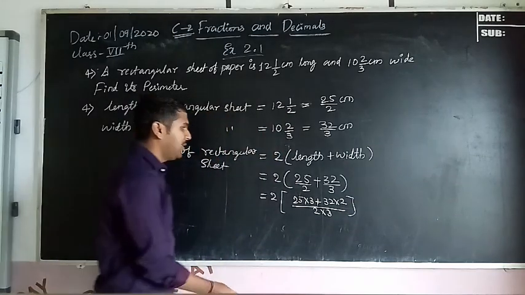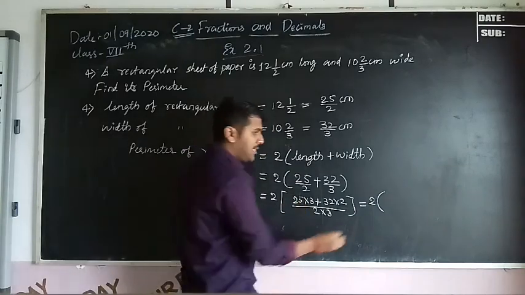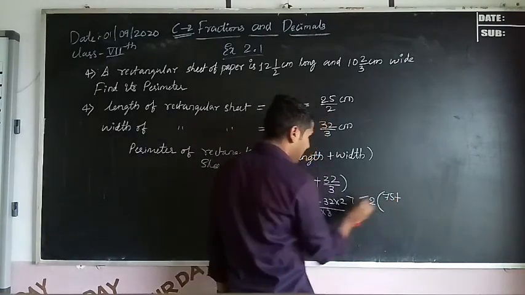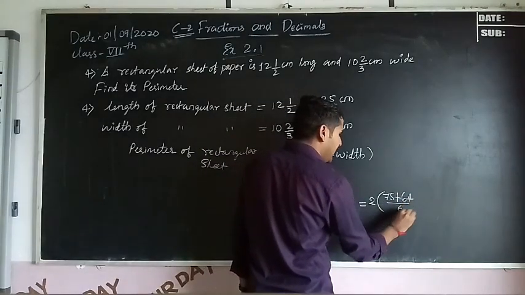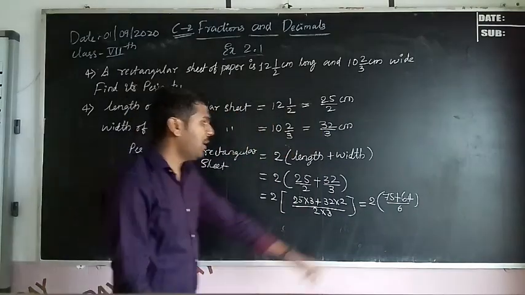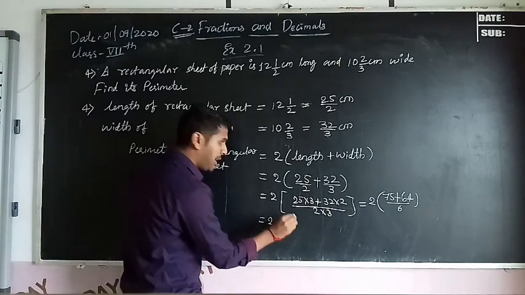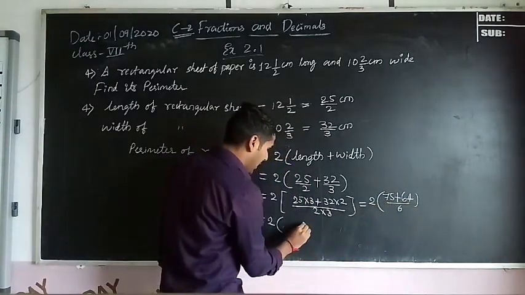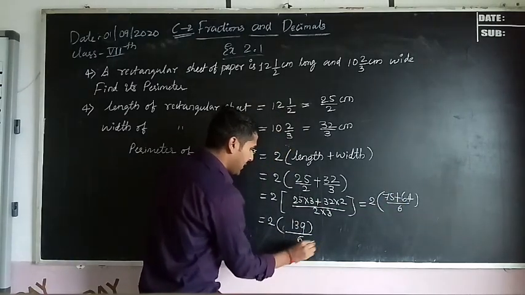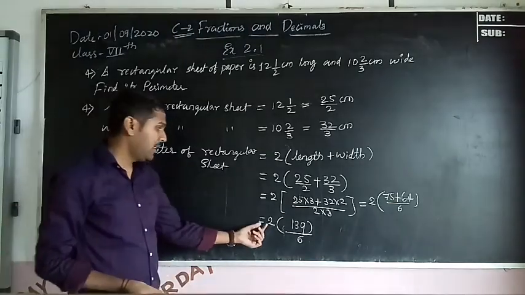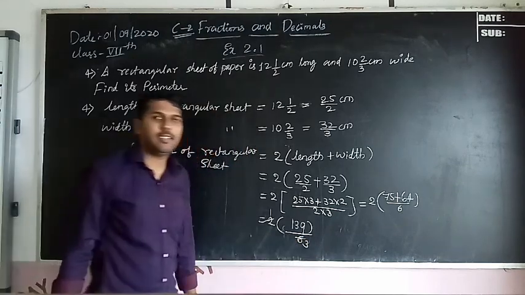Okay. Now solve this one. What will be the answer? So 25 3s are 75 plus 32 2s are 64, divided by 6 as is. Okay. So now add it. 75 plus 64, what will be the answer? 2 into bracket: 5 plus 4 is 9, 7 plus 6 is 13, so 139, divided by 6. Okay. So now cancellation is possible. Here 2 1s are 2, 2 3s are 6. So what will be the answer?